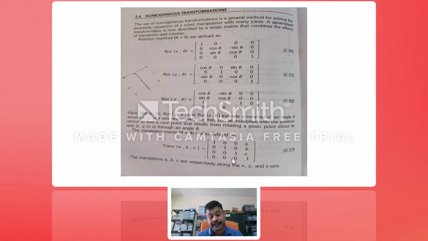Here you write the usual 3 into 3 matrix, right? 1 0 0, 1 0 0, 0 1. So this is the traditional 3 into 3 matrix. Here, in place of this 3 0, you put the translation with respect to the x-axis, y-axis, z-axis we are marking. So this is the homogeneous transformation.